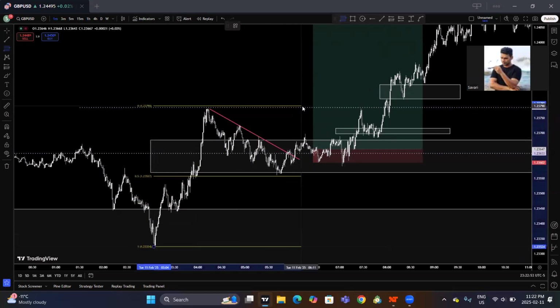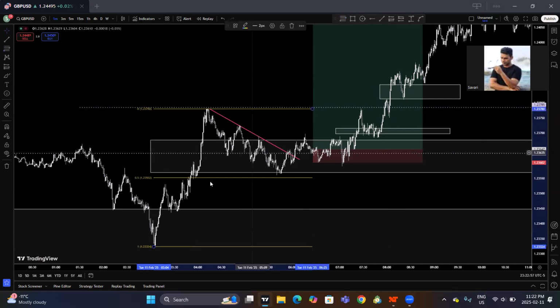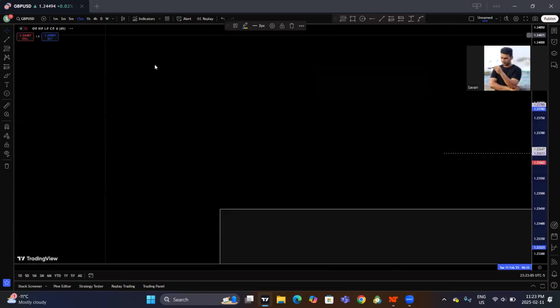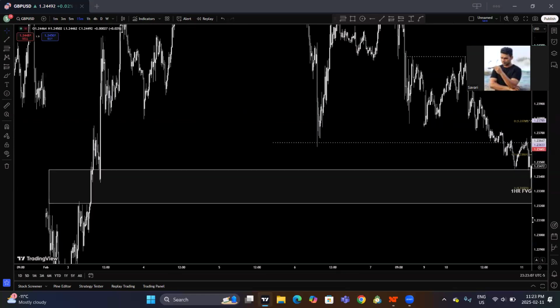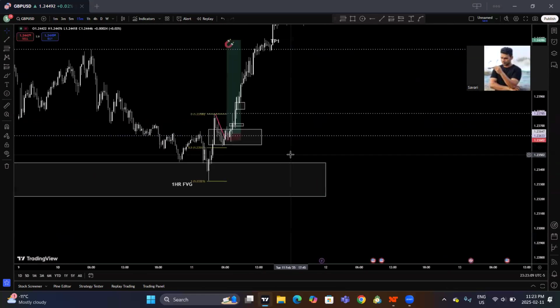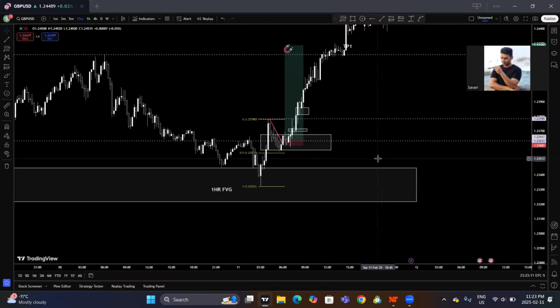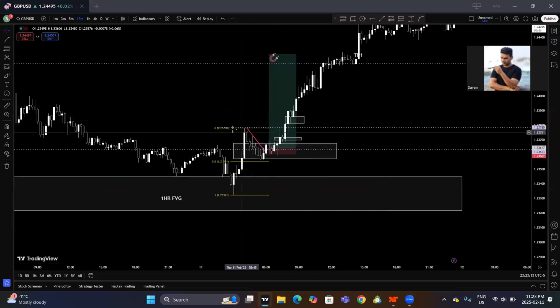If I mark this area, you can clearly see the tap. Price almost reached the area. If I go to 15 minutes, it's gonna be damn clear. If we go to 15 minutes, price almost reached the equilibrium level.